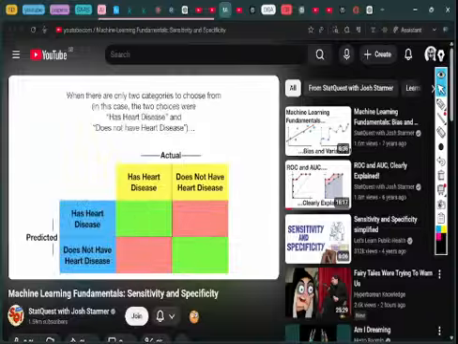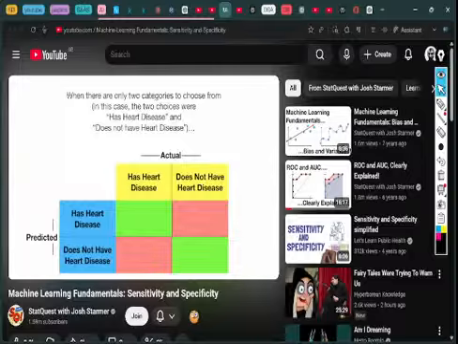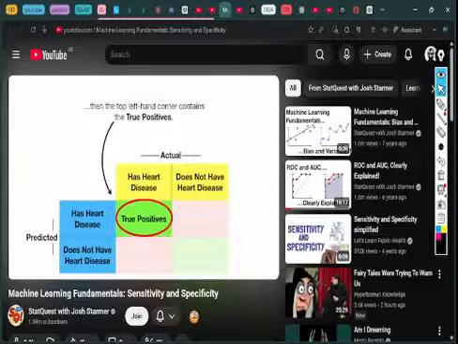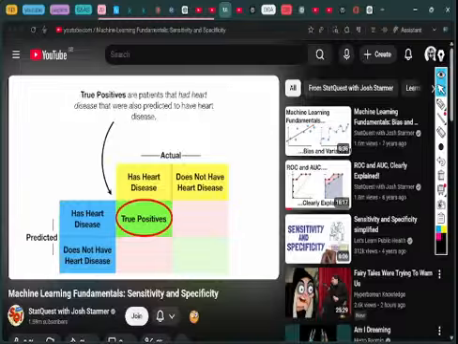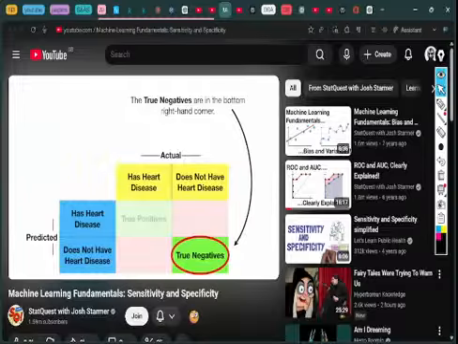When there are only 2 categories to choose from, in this case, the 2 choices were has heart disease or does not have heart disease, then the top left-hand corner contains the true positives. True positives are patients that had heart disease that were also predicted to have heart disease. True negatives are in the bottom right-hand corner.